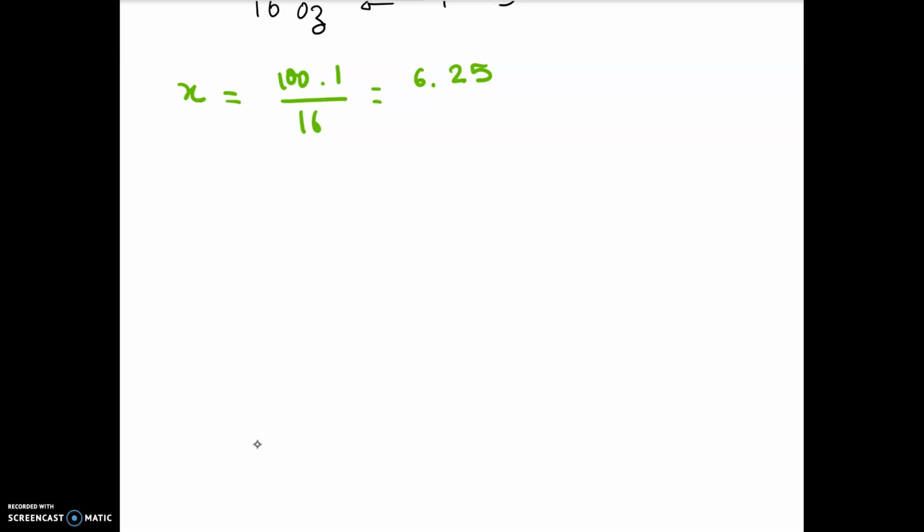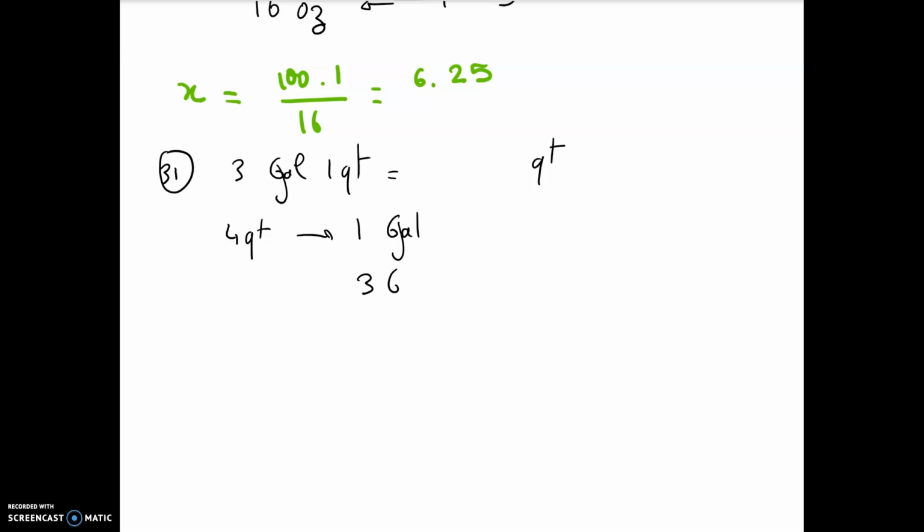Problem number 31. On this problem, convert 3 gallon, 1 quart into only quart. There are 4 quart in 1 gallon.